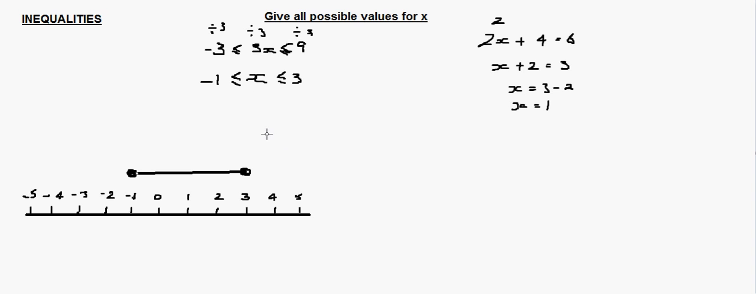and then the possible values of x, well, x can be minus 1, x can be 0, x can be 1, x can be 2, and x can be 3, because both signs are and equals to. So there are 5 possible values for x. Again, this is why we call it inequalities, because x doesn't definitely equal 2 or 1. It could equal any one of these.